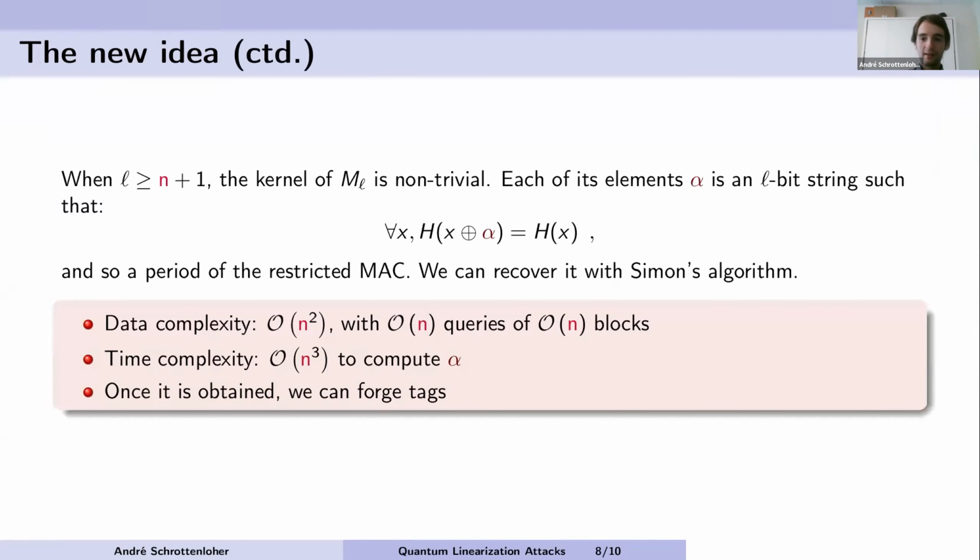As long as L is large enough, there are periods that appear inside this affine XOR. And so these periods become periods of the whole MAC function. So by restricting our inputs, we're able to create a periodic function. And once we recover these periods, we can use them to forge as many tags as we want.